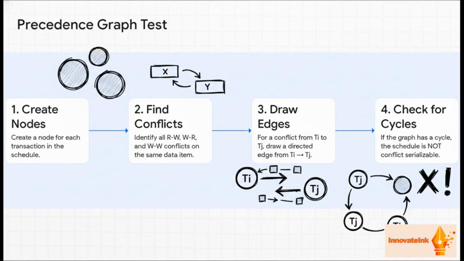And believe it or not, we can actually test this visually with something called a precedence graph. It's pretty cool. You just put a dot for each transaction. Then, anytime you find one transaction's action conflicting with another's, like one writes what another reads, you draw an arrow showing the dependency.